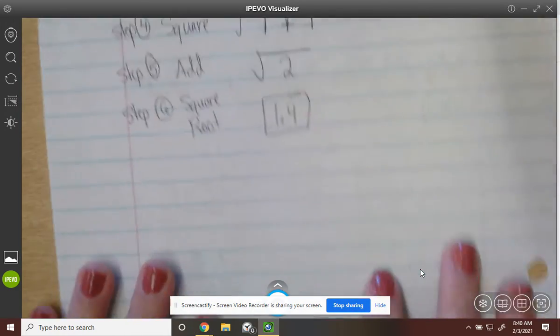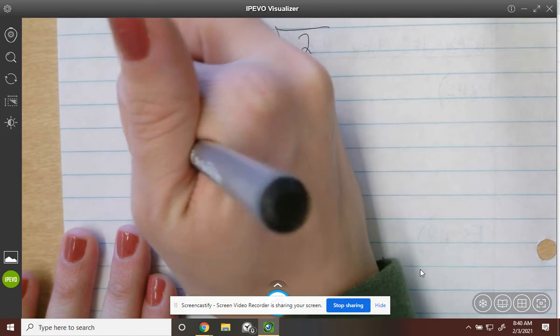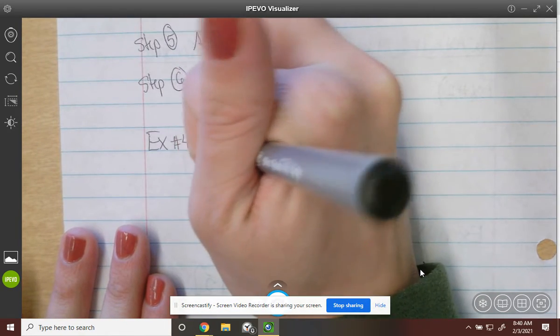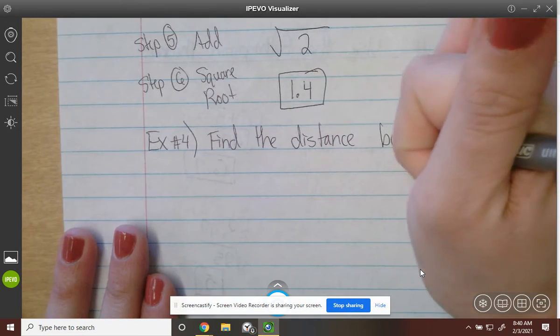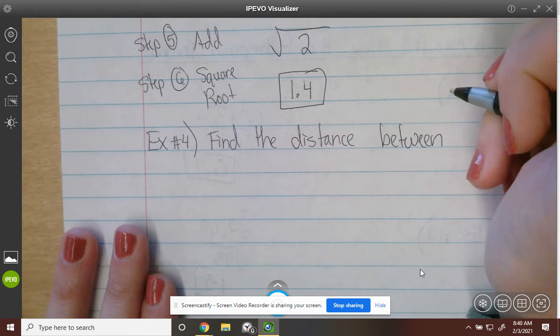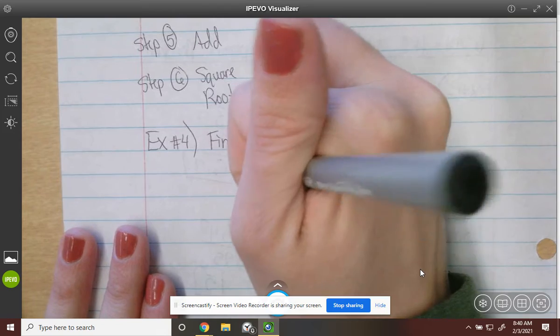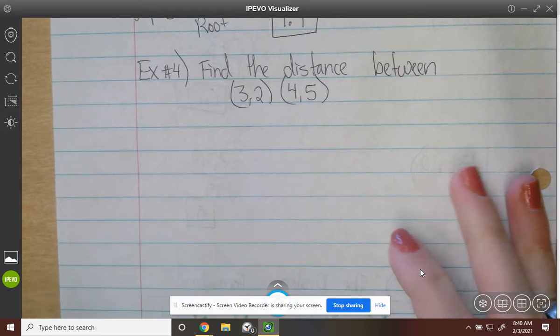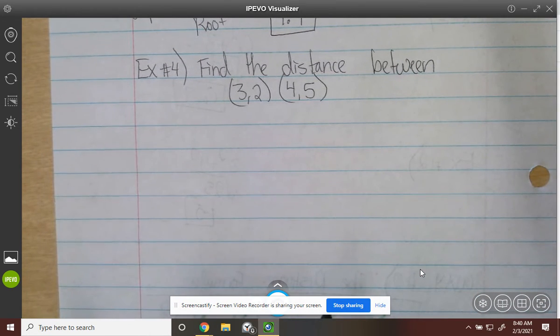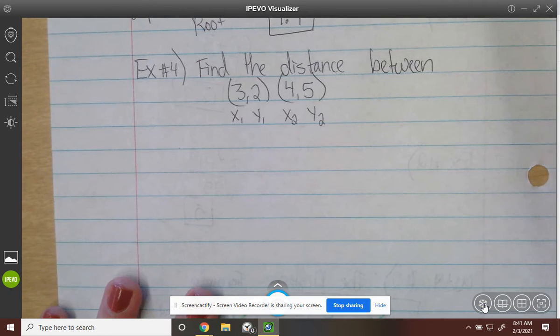So I want you to try this one on your own. This is the last one. Find the distance between 3, 2, 4, 5. So I want you to pause this, really try to set up your formula, label your points. Let's do that first. Label points first. Okay, that should be what you get whenever you label your points. Now set up your formula.